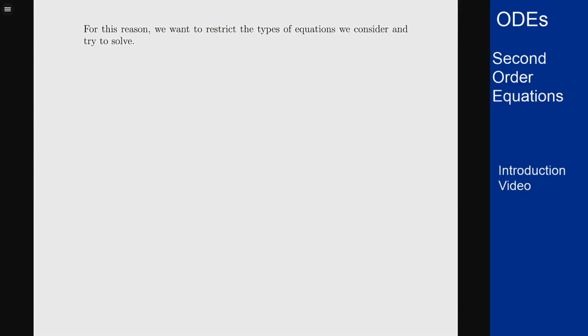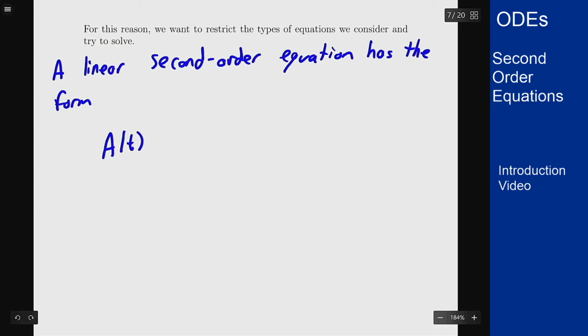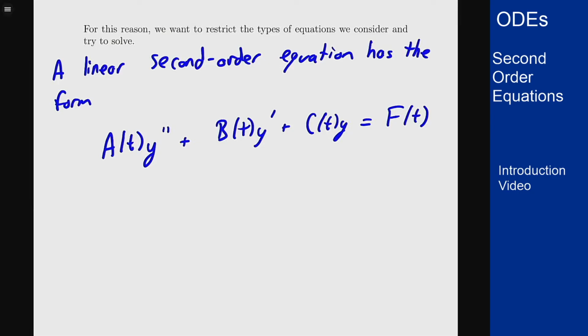Our first restriction, which is probably not too surprising, is the idea of a linear equation. A linear second order equation has the form a of t times y double prime plus b of t times y prime plus c of t times y equals some function f of t. It's linear in the sense that there are no y terms multiplied by each other or inside weird functions. They're just sitting there to the first power, and it's second order because the highest derivative here is the second derivative.